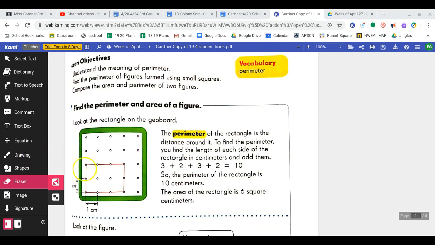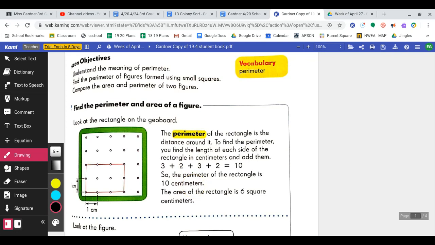So if this rectangle is 3 centimeters by 2 centimeters, basically, it's 1 centimeter in length here, another one here, and then another one here. Every space between the little pegs in the geoboard is 1 centimeter. So it's 3 plus 2, which is 5, plus another 3. So 5 plus 3 is 8, plus another 2 is 10 centimeters. The perimeter of this rectangle is 10 centimeters.